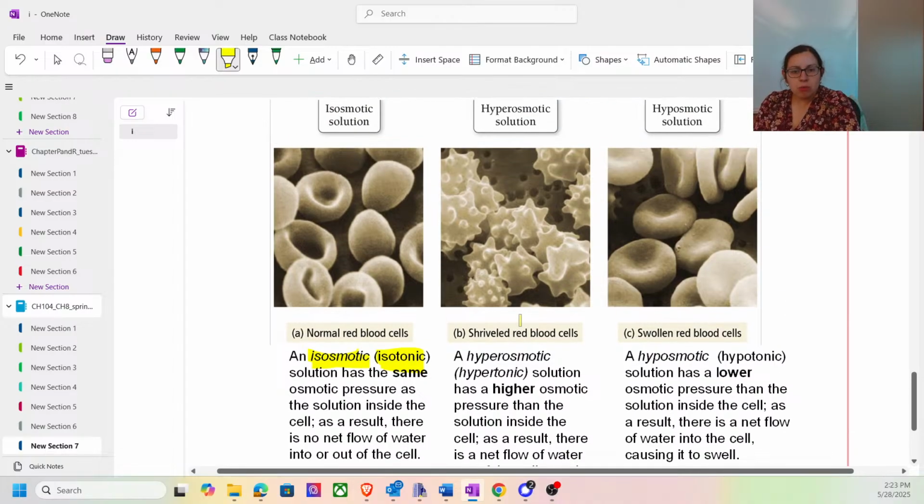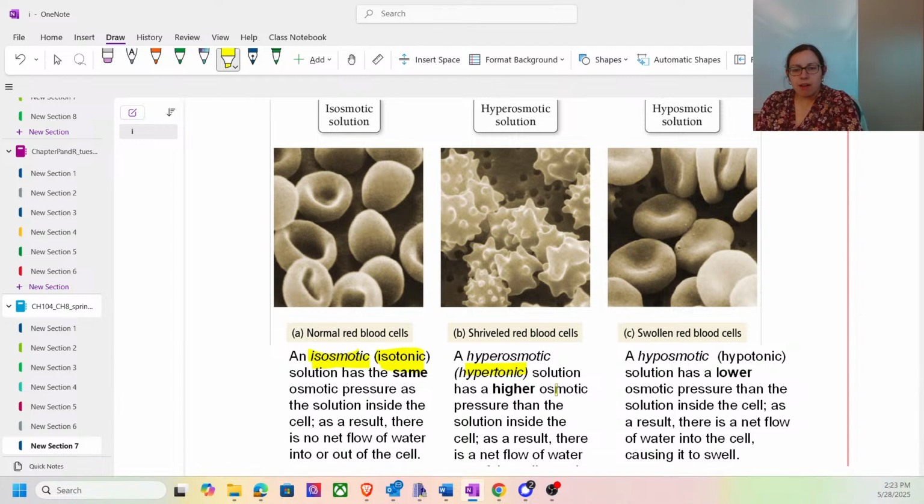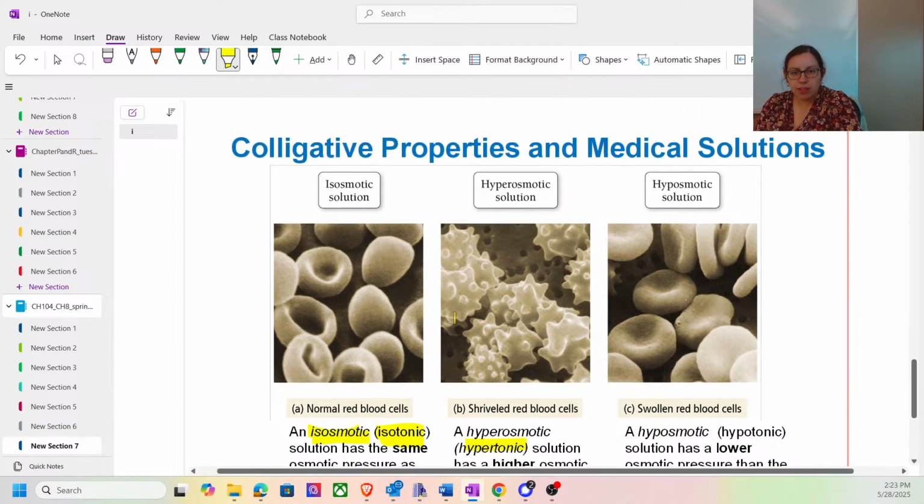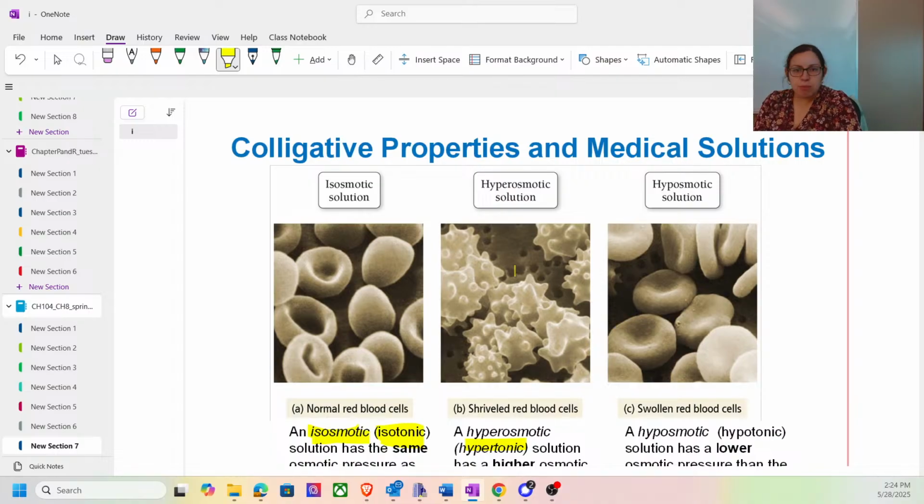And then we could have a hypertonic solution where we have a higher osmotic pressure outside the cell. With this one, I like to think about maybe you had a high sodium diet, and then your poor cells, trying to get back to equilibrium, would be kind of shriveled up.